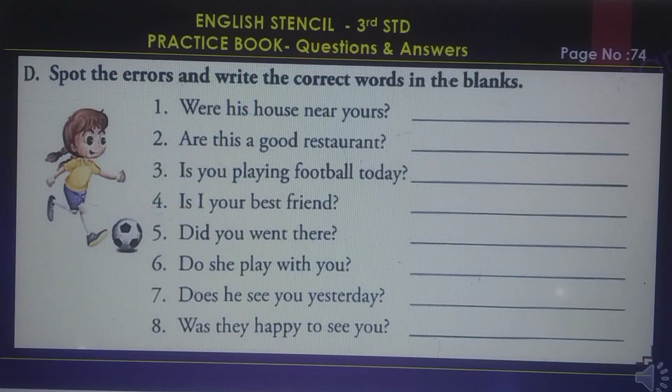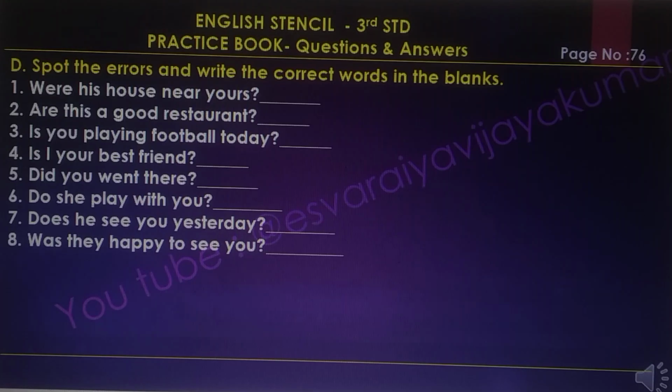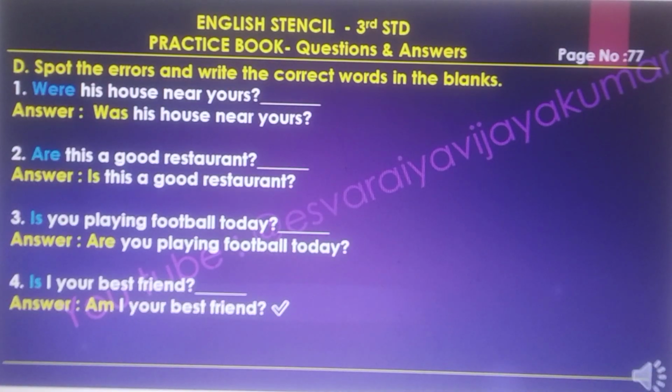D. Spot the error and write the correct words in the blanks. Here are the answers to the same questions. Were his house near yours? The right answer is, was his house near yours? Are this a good restaurant? Is this a good restaurant is the right answer. Is you are playing football today? Are you playing football today is the right answer. Am I your best friend? That is the right answer.